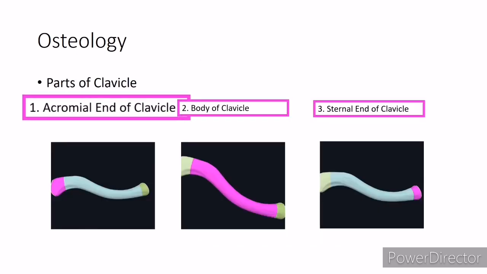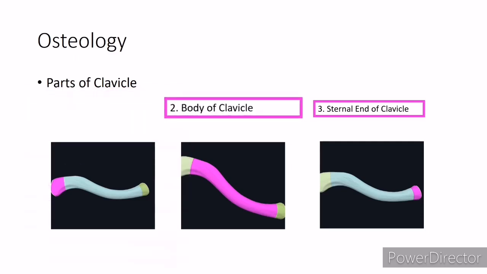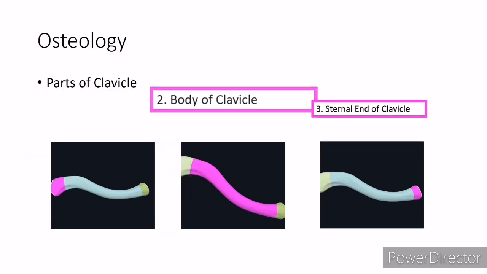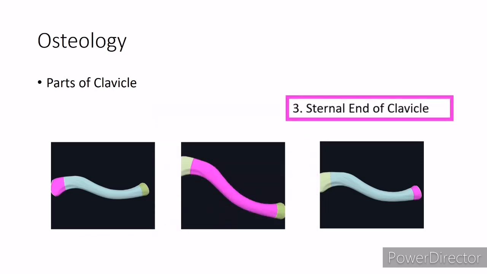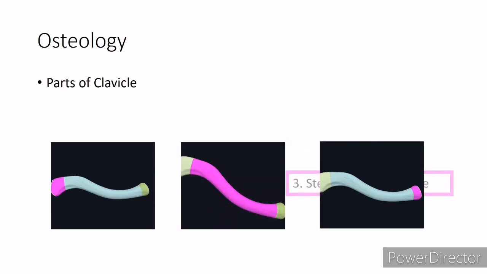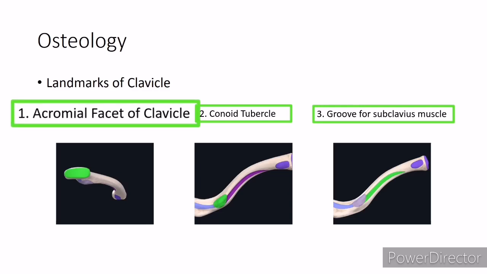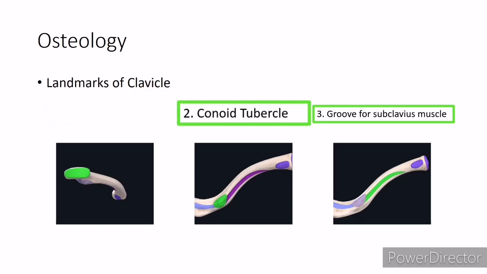Again, the clavicle is composed of the acromial end, the body, and the sternal end of the clavicle. Note the position and shape of the clavicle. Anteriorly, the medial part, which is near the sternal end of the clavicle, faces convexly. The landmarks of the clavicle include the acromial facet of clavicle, the conoid tubercle, the groove for subclavius muscle.